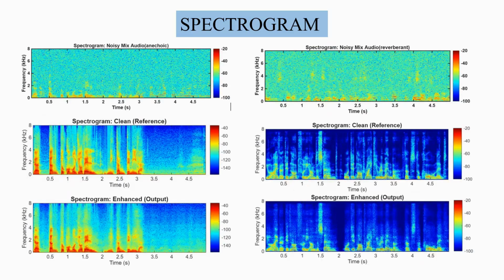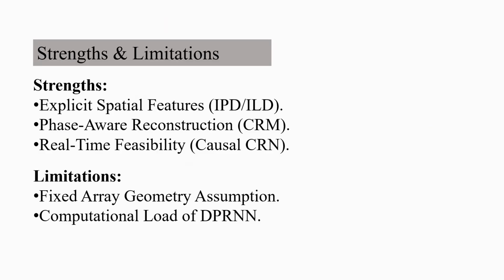On the right, in the noisy input at the top, you can see chaotic green smearing, which is the interference masking the target speech. In our enhanced output at the bottom, we have successfully recovered the distinct horizontal harmonic stacks of the targeted voice. Most importantly, we have restored the dark vertical gaps that represent silence between words, proving the interference has been suppressed. So you can see the results.